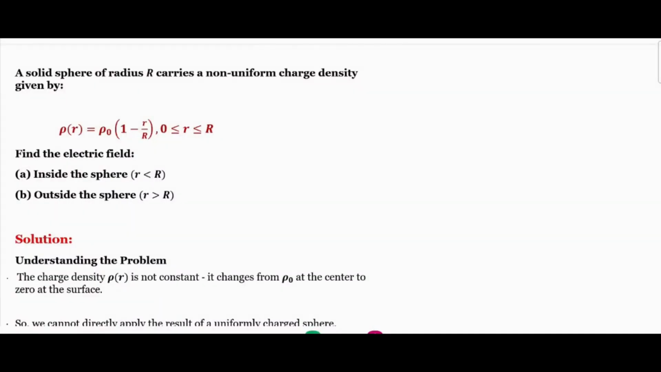Hello dear students, let us solve a problem on electrostatics based on Gauss law. So the problem statement is: a solid sphere of radius R carries a non-uniform charge density given by the expression rho of r is equal to rho naught into (1 minus small r by capital R). So we need to find the electric field inside the sphere and outside the sphere. So that is our aim.